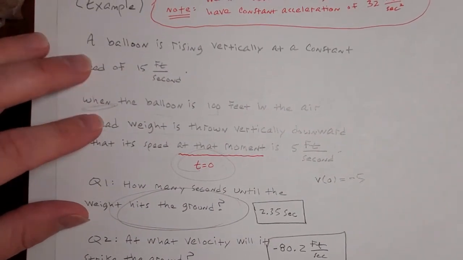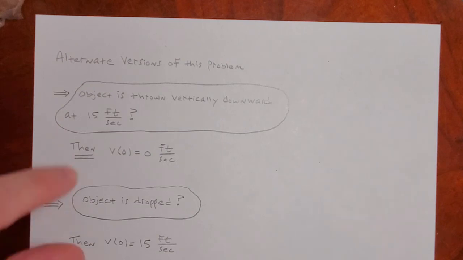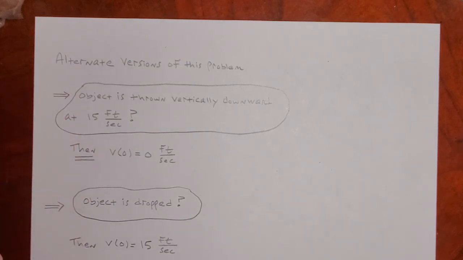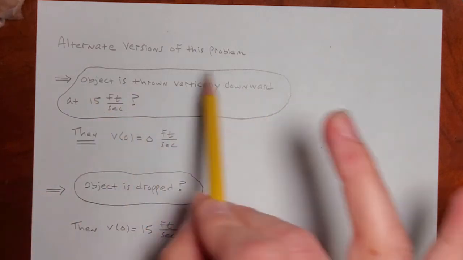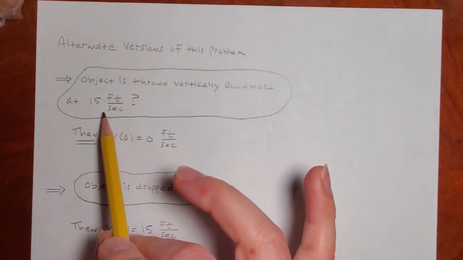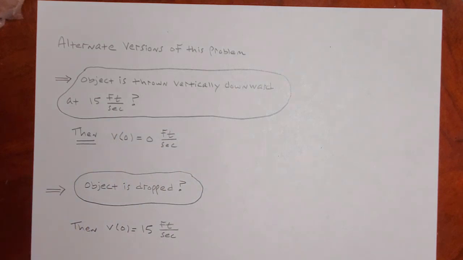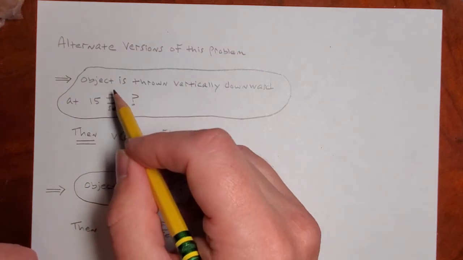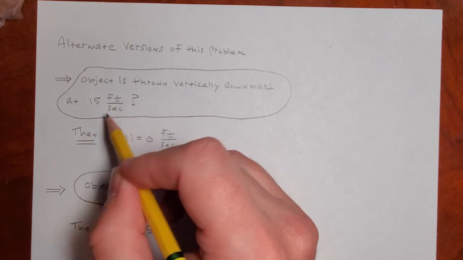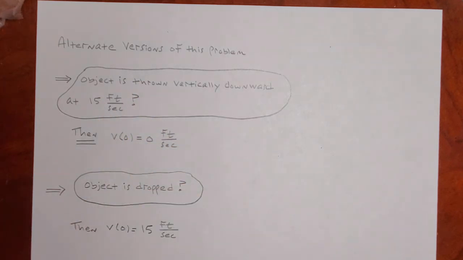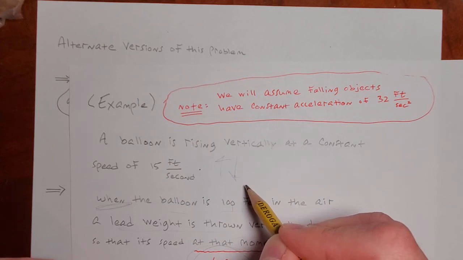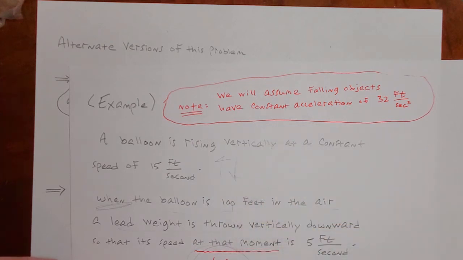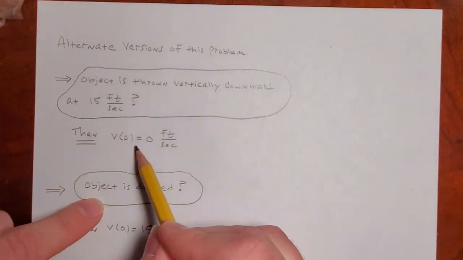So I wanted to get a little more mileage out of this question. Without doing two other questions, I thought I should just talk about some alternate versions this problem could take, and how that would change the kinematic equations. Suppose, same scenario, but I'll change this: the object is thrown vertically downward at 15 feet per second. Think about it like this: somebody threw it from their frame of reference at 15 feet per second. In that case, we'd have to consider that the balloon's going up at 15 feet per second, but then you throw something downward, you project it from yourself at 15 feet per second. Those would cancel each other out, and the velocity at time t equals 0 would be 0.